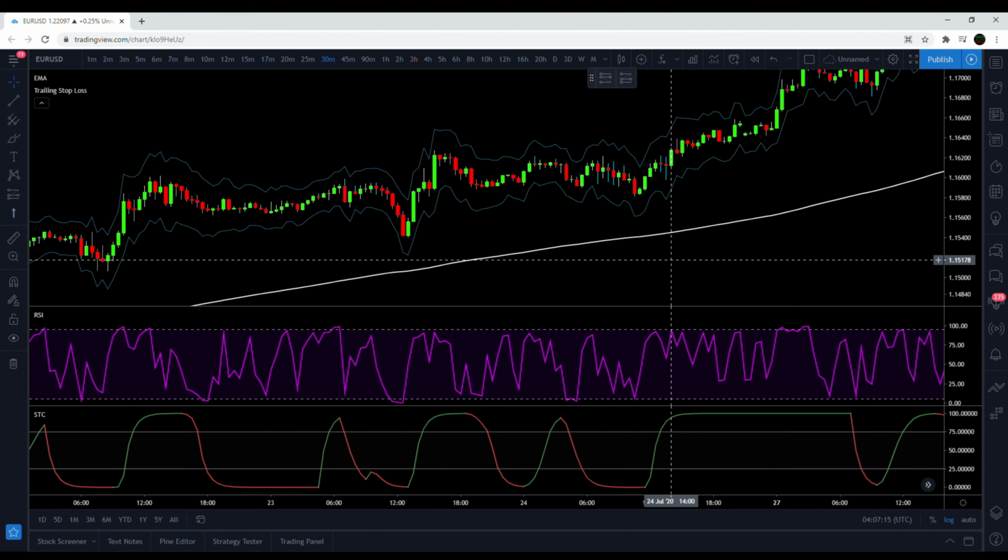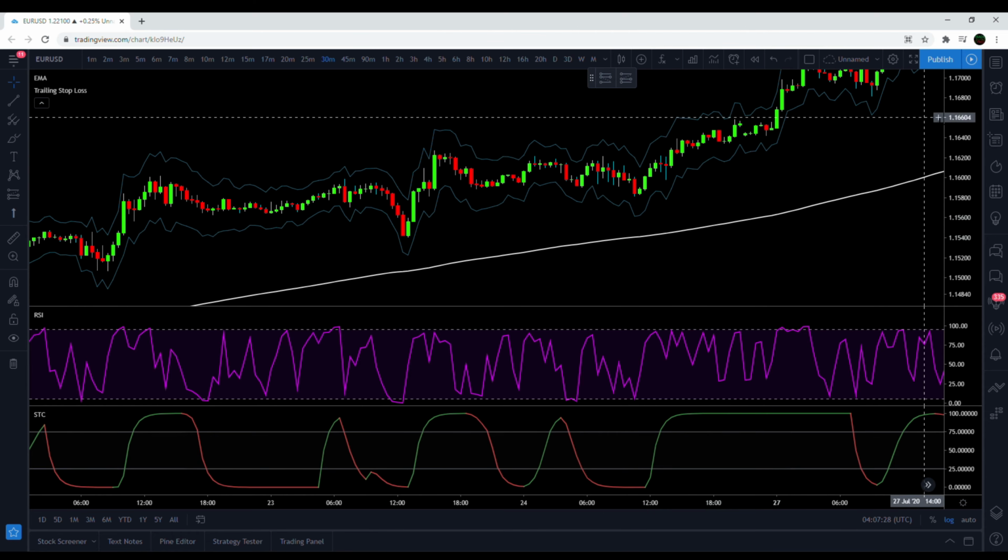Again, 2-period RSI did not work well at all by itself, so that's why I've added in the STC just to see what happens. But anyway, I'm going to get into the 100 tests and see how this thing plays out.